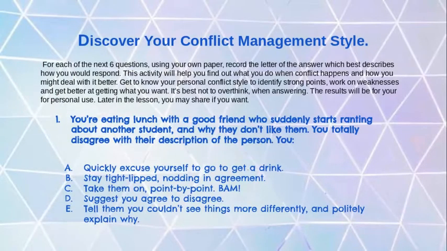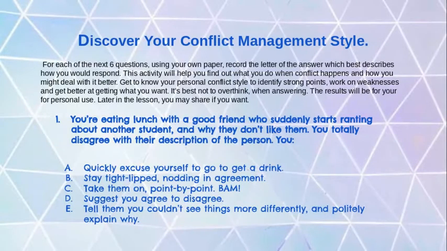So we're going to take a short little quiz. Just grab a piece of scratch paper. For each of the next 6 questions, you're going to record the letter of the answer which best describes how you would respond. This activity is going to help us find out what you do when conflict happens and how you might deal with it better. It's best not to overthink the answers, just go with the first thing that comes to your mind, and the result will be for your own personal use. We're not going to share this.